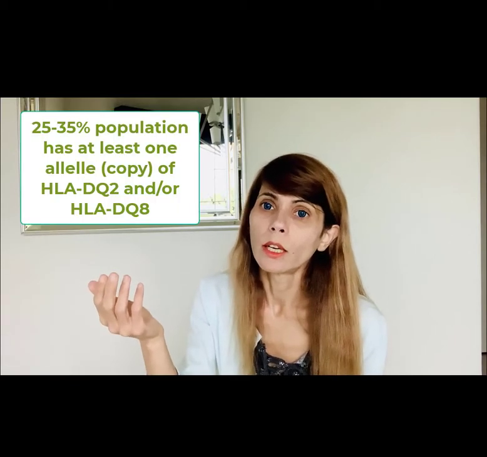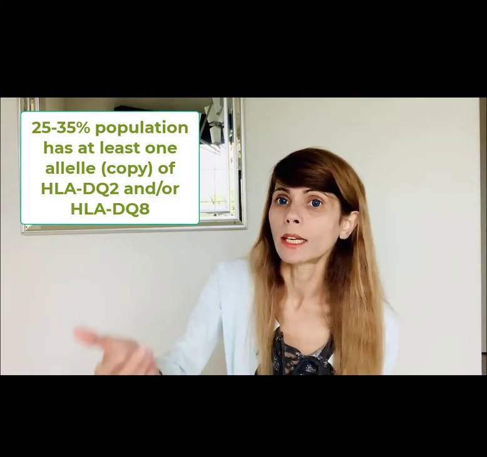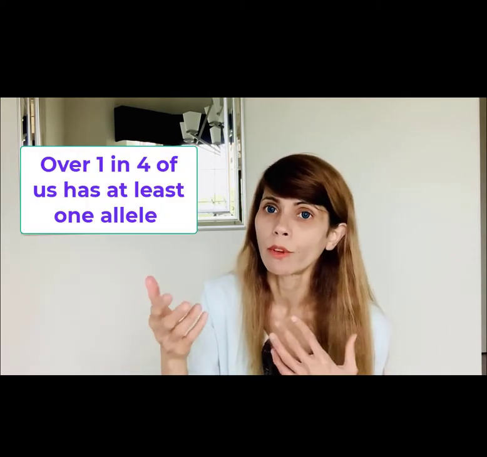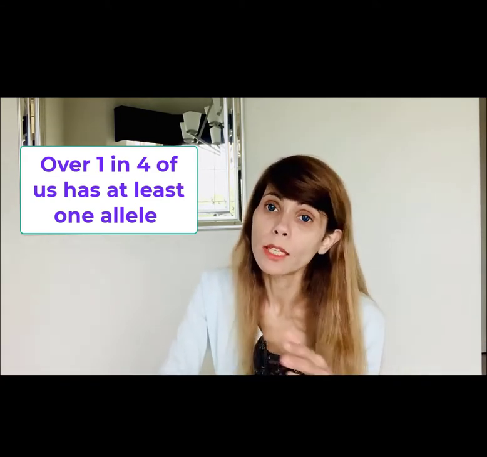Now, consider this: in the general Western population, about 25 to 35% of the population has at least one or two alleles of these two genes. If the prevalence of these two genes is this high, we can say that about 1 in 4 people, or 25 to 35 out of 100 people, have at least 1 to 2 genes. So they are going to be at risk for developing gluten sensitivity or celiac disease. Not everybody having the gene, however, develops the disease, because the prevalence of the disease at this point is about 1%.